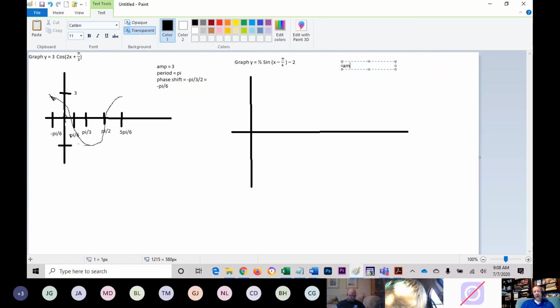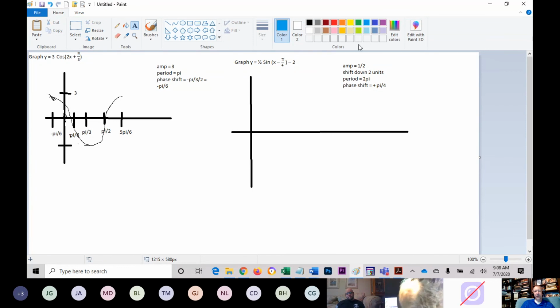we're going to get your amplitude equals 1/2. It's going to shift down 2 units, and the period equals 2 pi, and your phase shift is going to equal positive pi over 4. Now I'm going to try to draw this in a few different colors. So essentially, I'm going to draw a line.